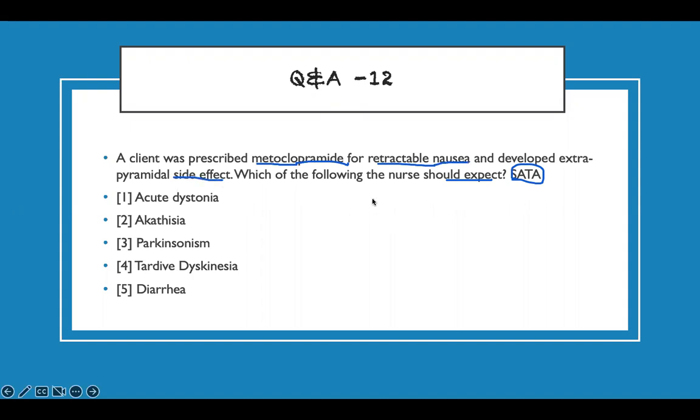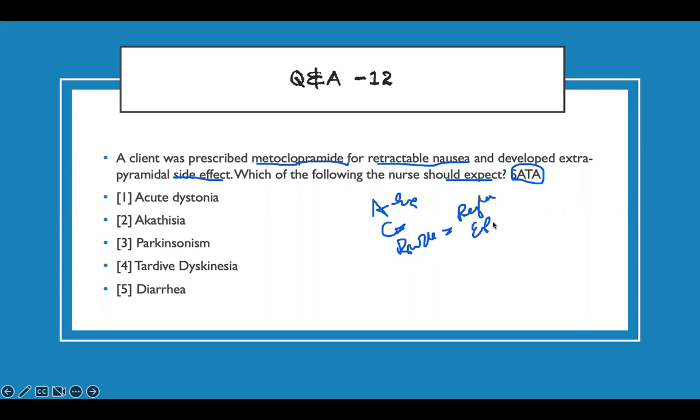So what is being asked? Expected. What is my case? Patient prescribed metoclopramide. You know it's an antiemetic, okay? And he has developed extrapyramidal side effects. Which one should you expect? What is the buzzword? I don't even have to include metoclopramide, I don't care about it anymore, but I will put it there. So Reglan, which is metoclopramide.